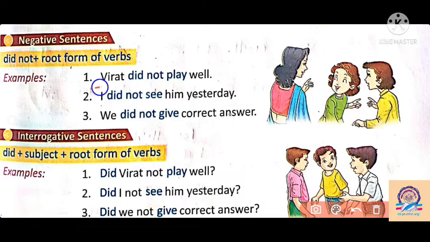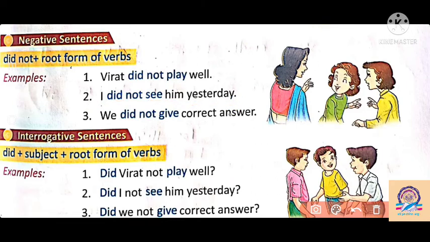So, "Virat did not play well." For the simple past tense we have to use did as a helping verb. For making a negative sentence we use not, and after that we write the root form of the verb, the main present form of the verb, because we keep did as a helping verb and it carries the past form. We do not have to change both. Instead of did, we write the past form of the verb in a positive sentence. Then, "I did not see him yesterday."